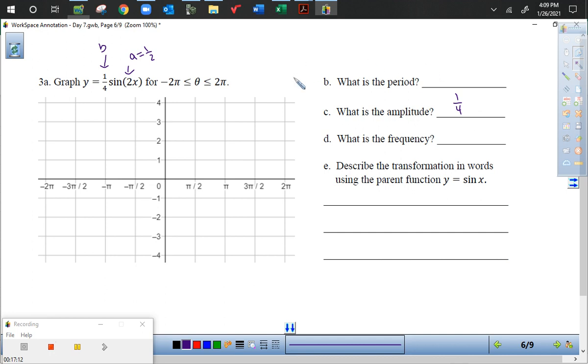And the period, you just take something times A. And the something is based on the parent function. Always check this, because sometimes it'll be 2 pi and sometimes it's going to be pi. For sine and cosine, we use 2 pi. So 2 pi divided by 2, or times 1/2, is just regular pi. Remember, if you see 2x, that means 2 times as fast. Frequency is just the reciprocal of what you got in part B.